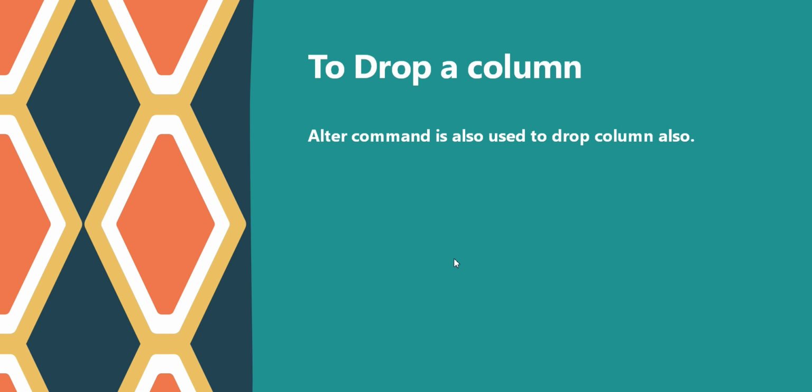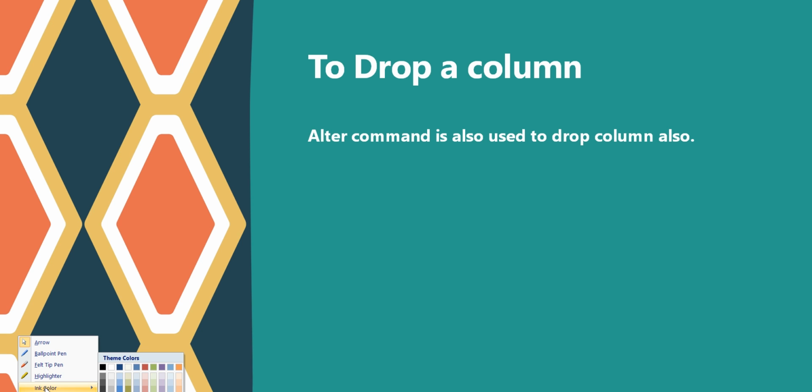Okay. So drop a column. Drop means to delete a column. Alter command is used to drop a column also. Let's say in our table there is a column called DOB, and also a column age, right? So if we already have the date of birth column present, then we do not need the column age anymore, right? So to delete a column we are also going to use the alter command.